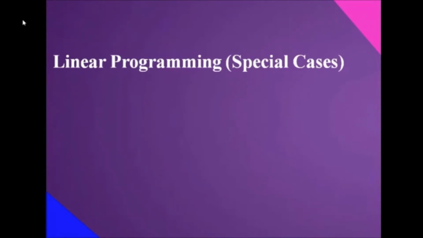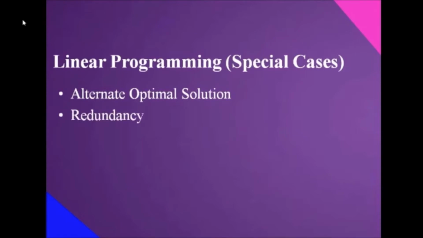So basically, when we say special cases, these are still linear programming problems, but those problems are without any straightforward feasible solution. That's why they are called special cases. Now, for the special cases of linear programming, we actually have 4 types. The first type is the alternate optimal solution. The second is the redundancy. The third one is the infeasibility. And the fourth one is the unboundedness.